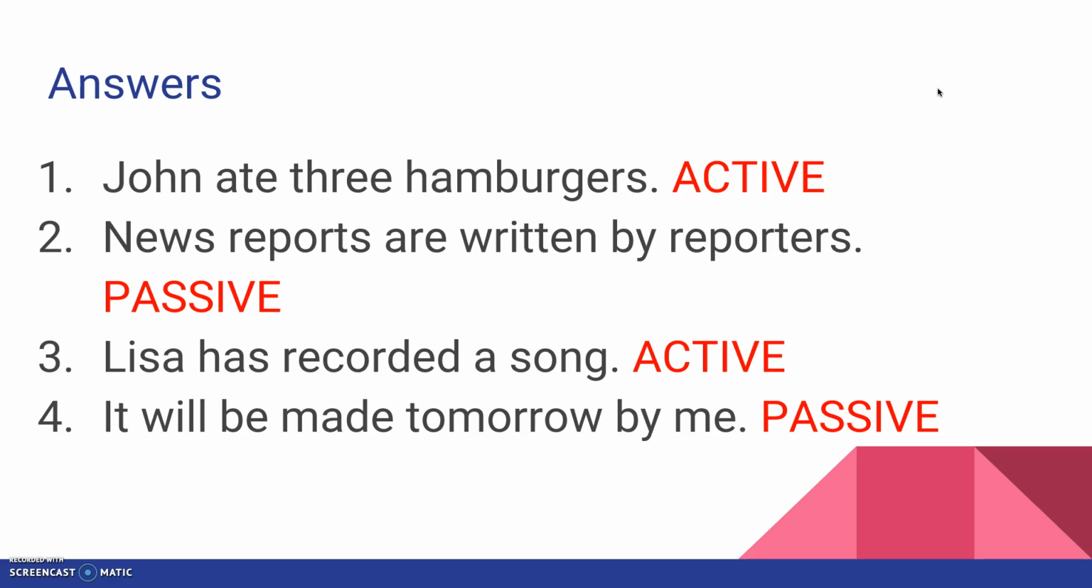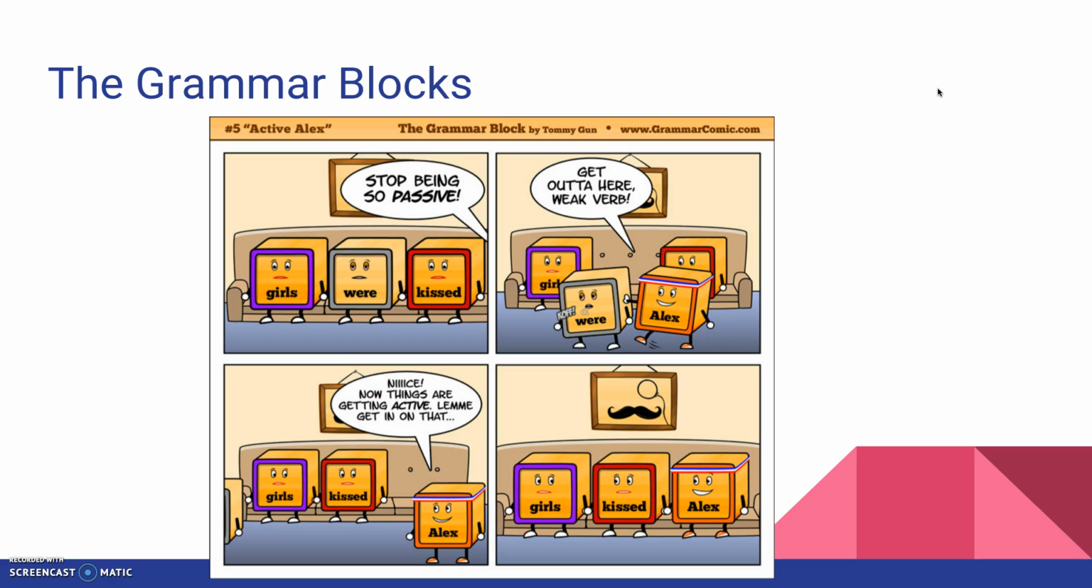So these are the answers. Number 1, John ate 3 hamburgers. That's going to be active voice. Number 2, news reports are written by reporters. That's going to be passive voice. Number 3, Lisa has recorded a song. That's going to be active voice. And number 4, it will be made by tomorrow. It will be made tomorrow by me. That's going to be passive voice.